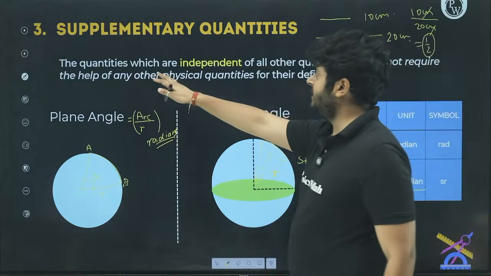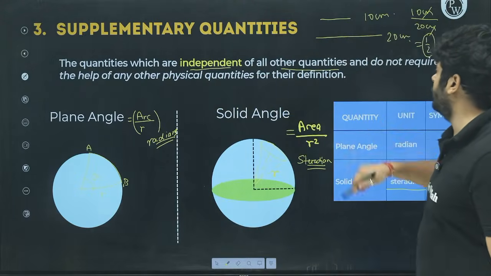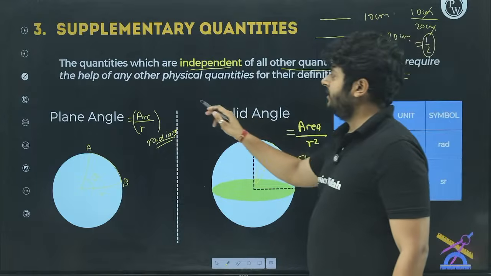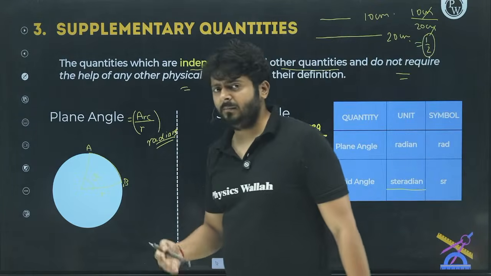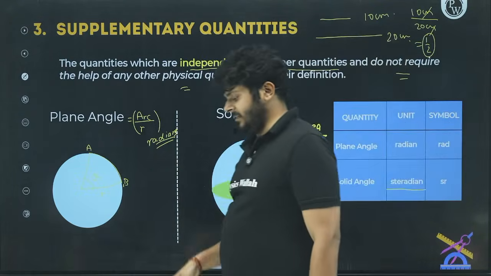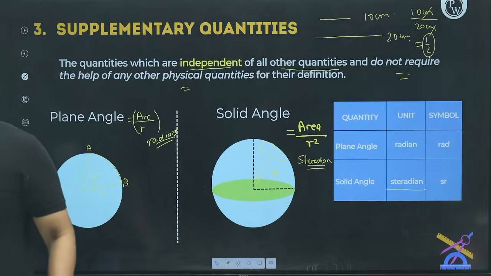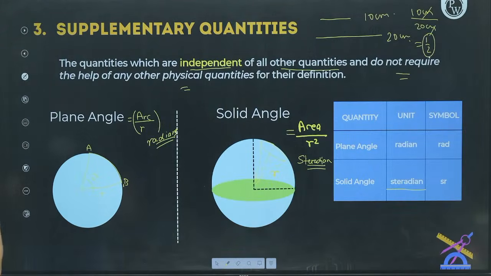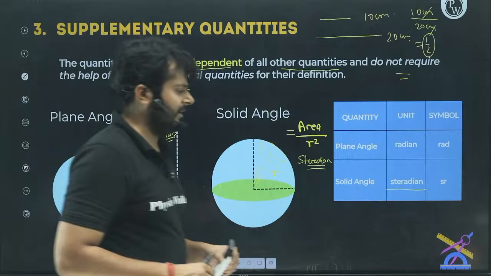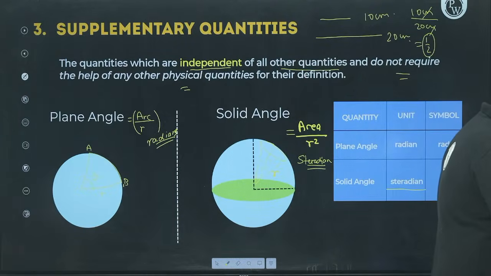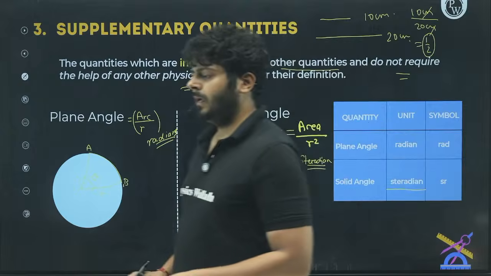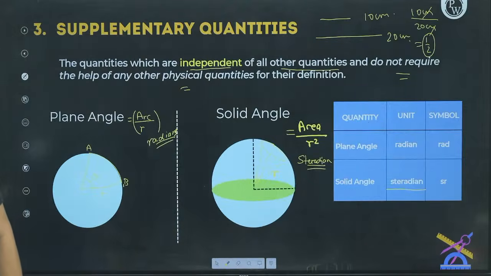These are quantities independent of all other quantities and do not require the help of any other physical measurement, right? So yeah, these are two quantities, right? And we have assigned them two different units, radians and steradians, right? I believe it's very, very clear. Okay. Simple stuff.